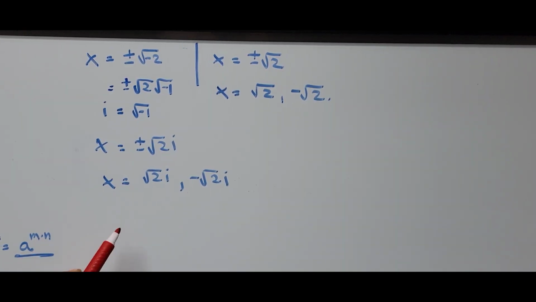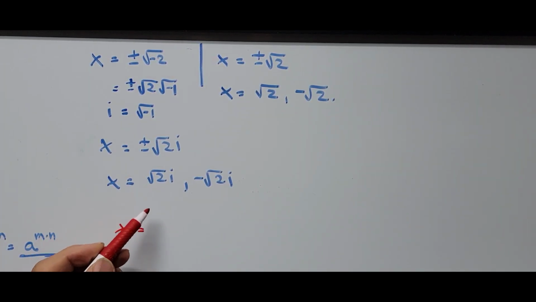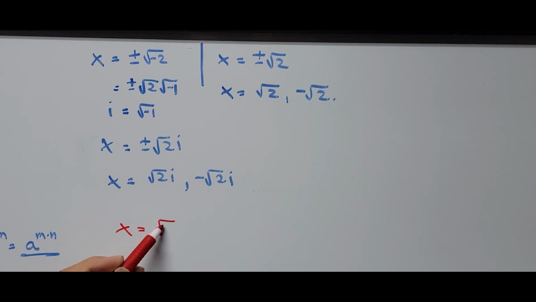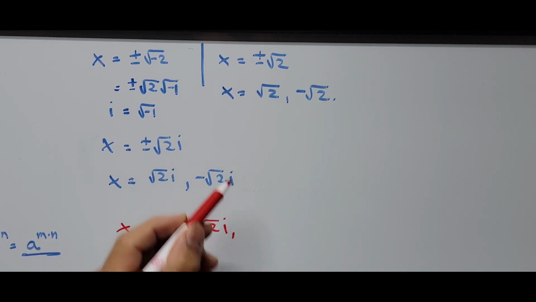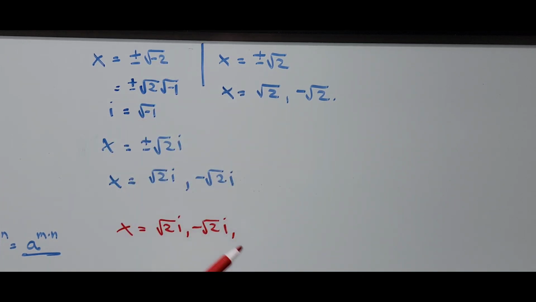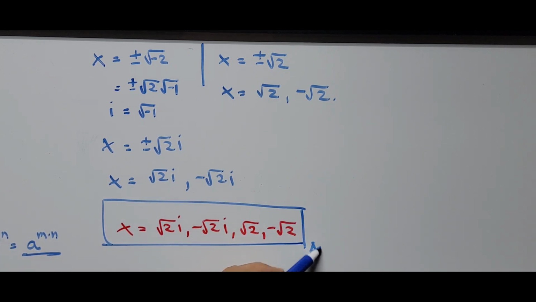So the roots of x are in imaginary form, square root of 2 times i and negative square root of 2 times i, and the other real roots, which are square root of 2, that's positive, and the other one negative square root of 2. So these are the roots of x. That's our final answer.